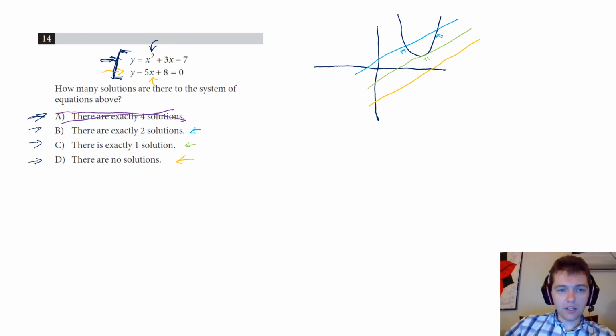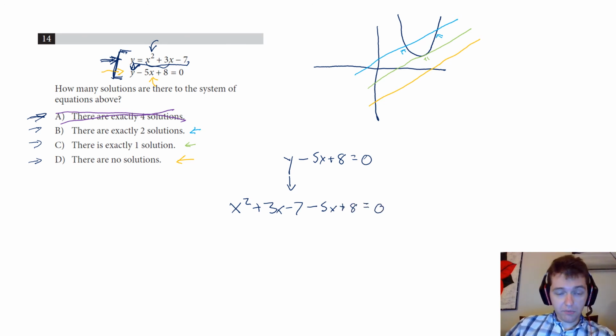The first equation is equal to y. You can easily just plug this information into the second equation for y. So your second equation is y minus 5x plus 8 is equal to 0. Plug the information in for y. That'll give you x squared plus 3x minus 7, just your first equation, minus 5x plus 8 is equal to 0. You can go ahead and simplify all that. We'll leave you with x squared. That's the only term. Combine these terms. So 3x minus 5x will be minus 2x. And then negative 7 plus 8 will be plus 1 is equal to 0.